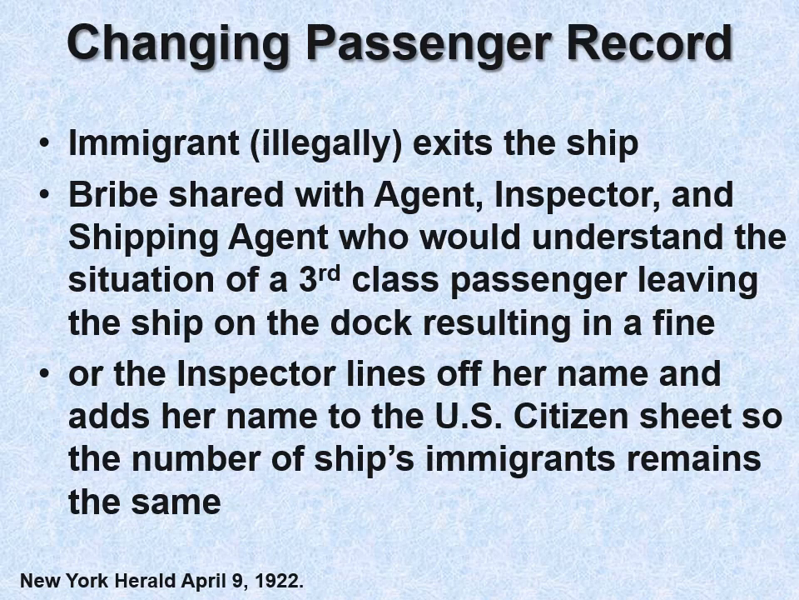Another possibility is the inspector lines off a name and adds a name to the U.S. citizen sheet, so the number of ships immigrants remains the same. It's from the New York Herald, April 9th, 1922.